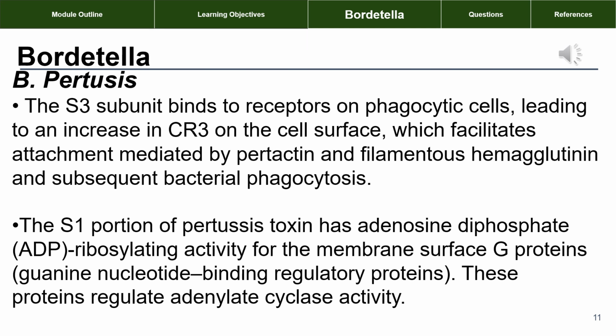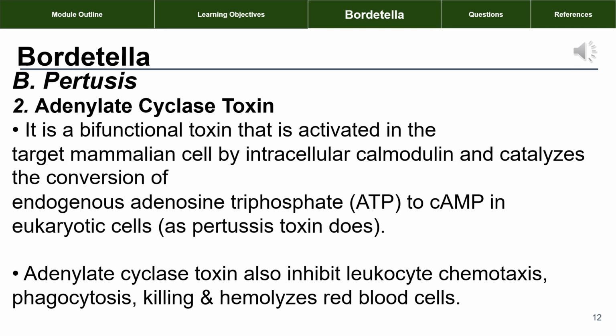On the other hand, your S1 portion has adenosine diphosphate or ADP. So it is responsible for the ribosylating activity for the membrane surface G proteins. So these proteins regulate your adenylate cyclase activity. Next toxin that we will be talking about is your adenylate cyclase toxin. It is a bifunctional toxin that is activated in the target mammalian cell by your intracellular calmodulin. So it catalyzes the conversion of your endogenous ATP to cAMP in your eukaryotic cells. So same as your pertussis toxin. So your adenylate cyclase toxin, it inhibits your leukocyte chemotaxis, phagocytosis, killing and hemolyzes your red blood cells.